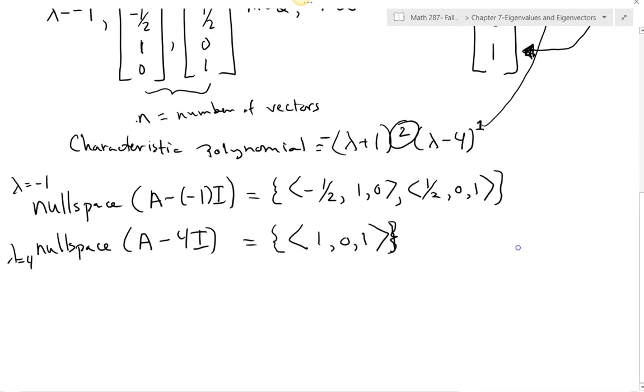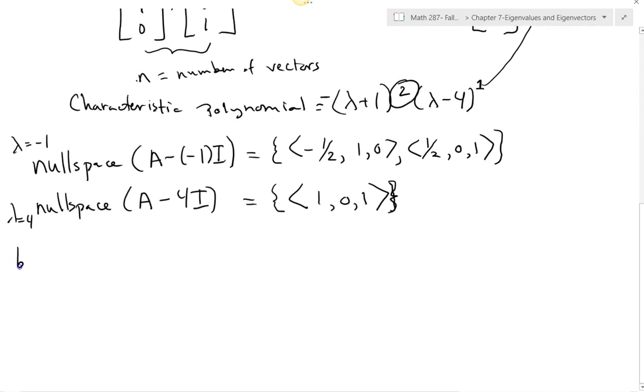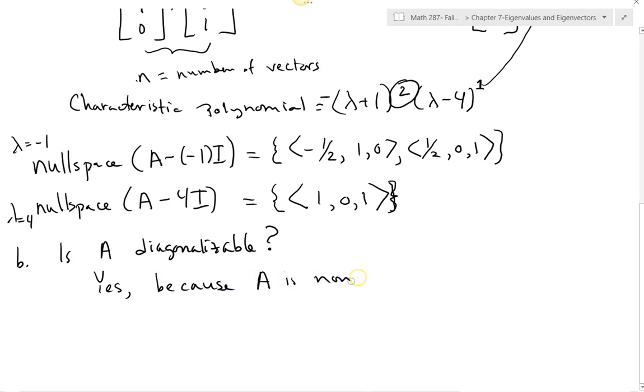Now that we have this, the next question is: is A diagonalizable? It's another really good question. Is A diagonalizable? Yes. Why? Because A is non-defective. What does it mean to be non-defective there, Johan? Do you remember? N equals M for all lambdas. Okay. Is there a simpler way to think about it?